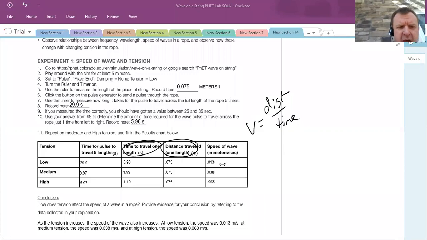So that was good. Now the conclusion here is as you go to a higher tension, you see the speed increases. Okay, so higher tension means the faster that wave is going to travel. So that's my conclusion down there.